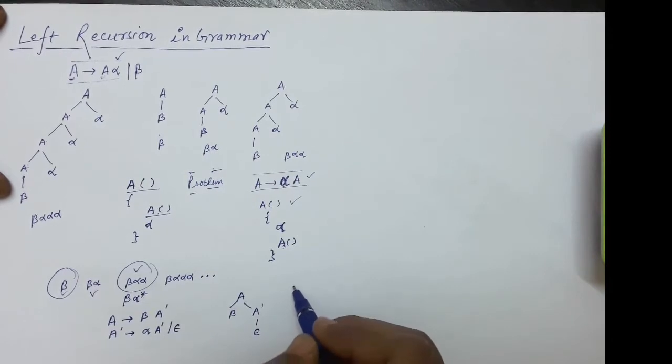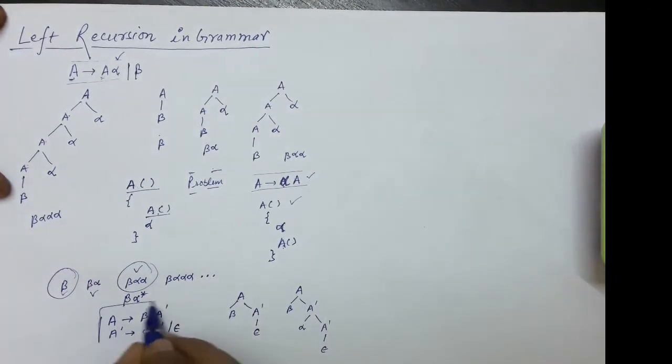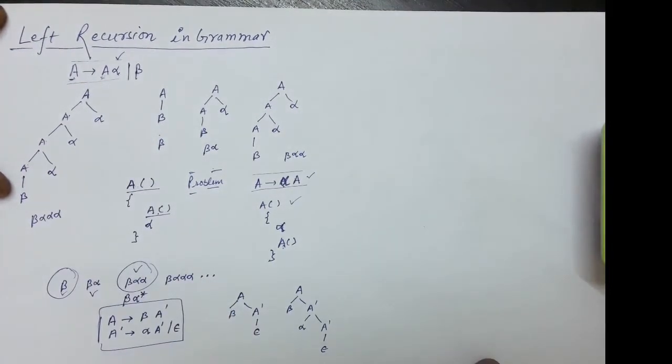Okay, and then for beta alpha, A produces beta A dash, and then this A dash produces alpha A dash, and this A dash can take epsilon. So beta alpha is produced like this. Similarly, beta alpha square can be produced. So this is the way we can convert the left recursive grammar into some other form.